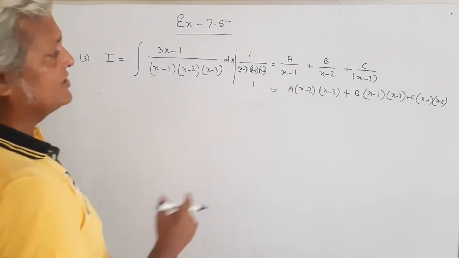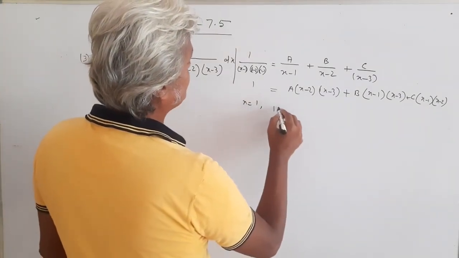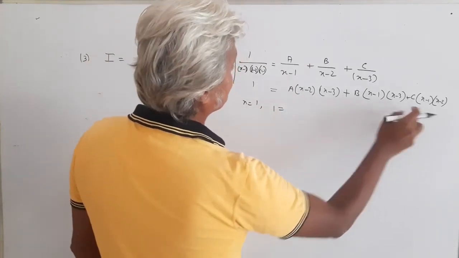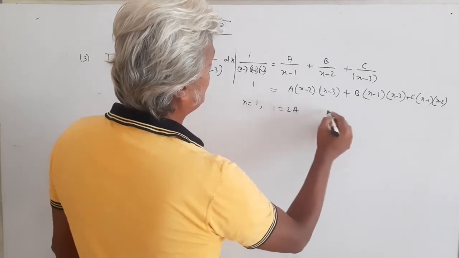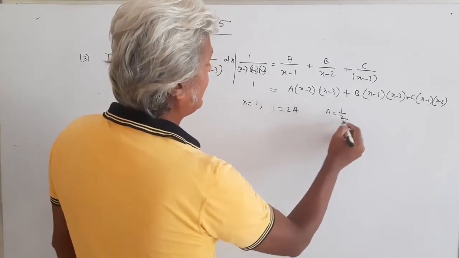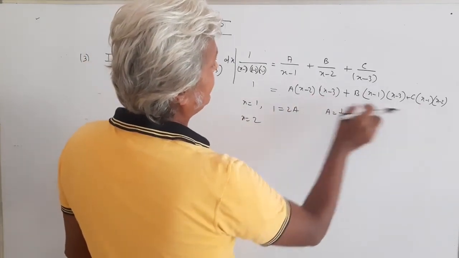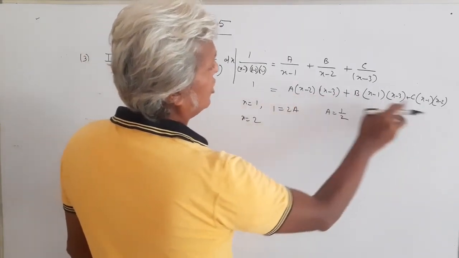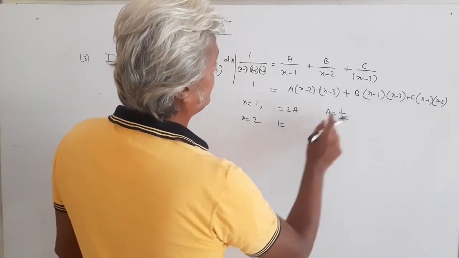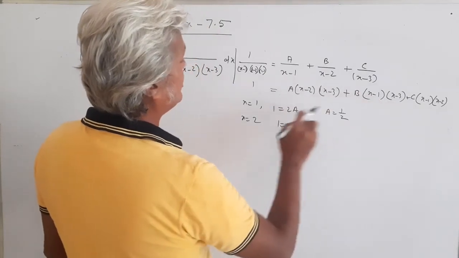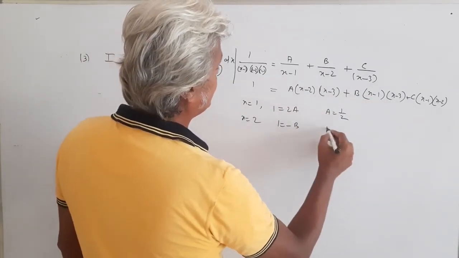So slowly, first I'll take x equal to 1. When you take x is 1, this becomes 1 equal to, this is gone, (1 minus 2)(1 minus 3), that is 2a. So you are getting a as half. When you write x equal to 2, then this is gone. Wherever x minus 2 is, it is gone. Now you're left with b times. So 1 equal to b times (x minus 1)(x minus 3), that is 2 minus 1, 1, and 2 minus 3 is minus 1. So this is minus b.